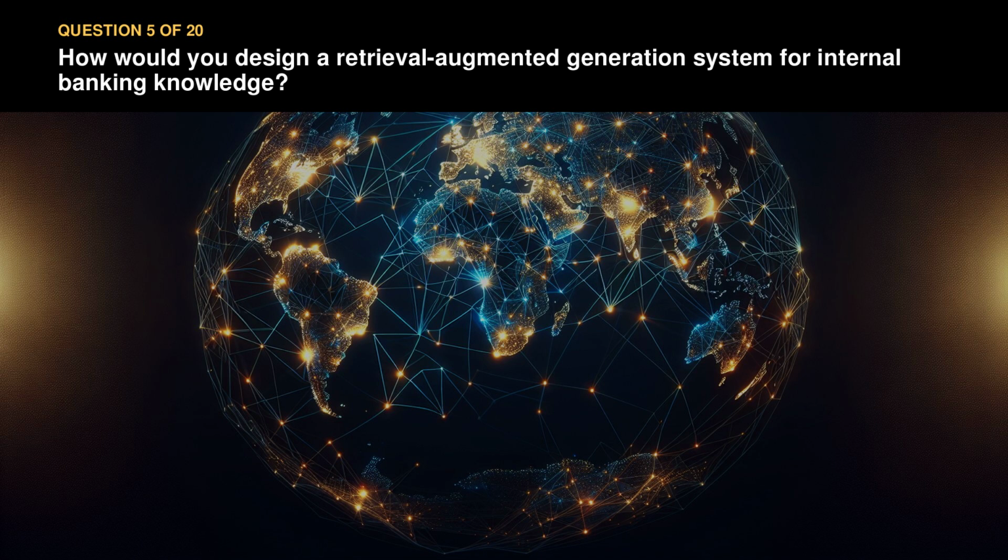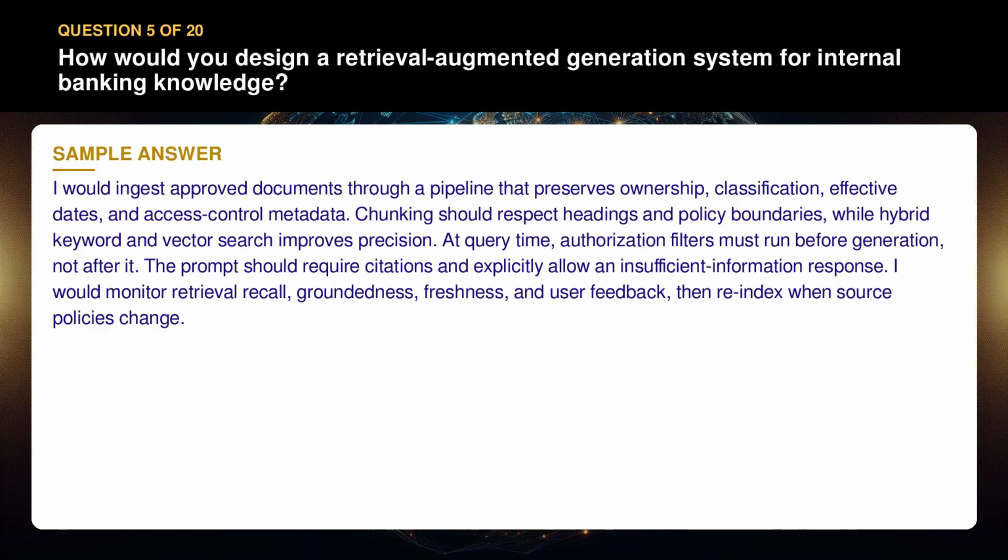Question 5. How would you design a retrieval-augmented generation system for internal banking knowledge? I would ingest approved documents through a pipeline that preserves ownership, classification, effective dates, and access control metadata. Chunking should respect headings and policy boundaries, while hybrid keyword and vector search improves precision. At query time, authorization filters must run before generation, not after it.